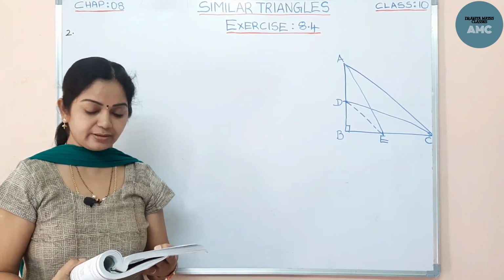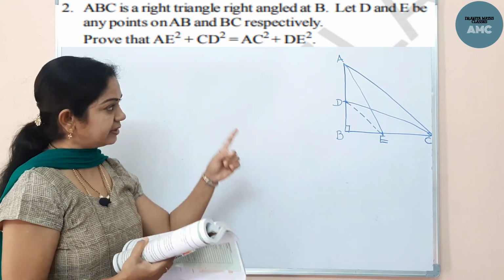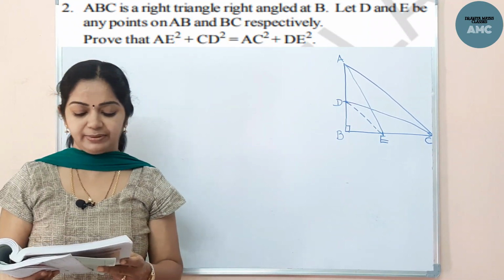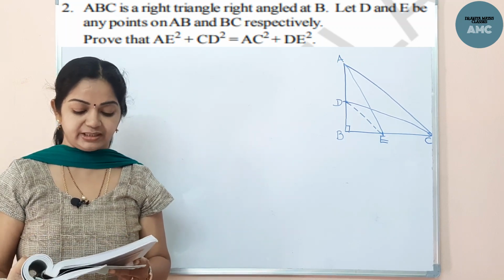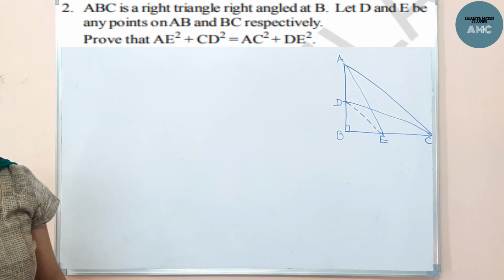Now, the second problem I'll read out for you. ABC is a right triangle. I've drawn the diagram there. Right angled at B, let D and E be any 2 points on AB and BC respectively. Prove that AE square plus CD square is equal to AC square plus DE square.